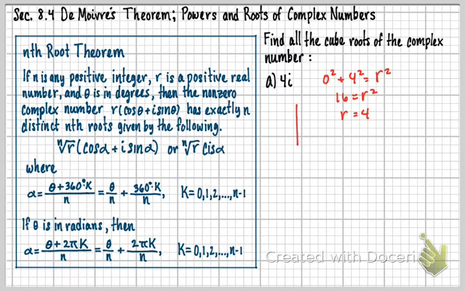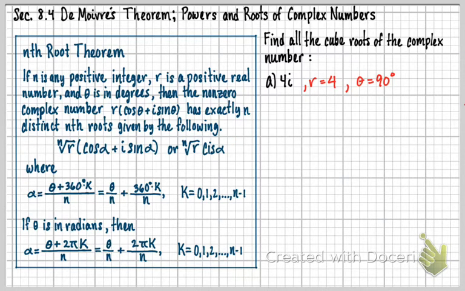Okay, now from here we need to find the cis theta. Essentially, I have to know where I'm at on my graph. Now remember, 4i is 1, 2, 3, 4. It would be here. So just kind of remember that. And I know that the angle is 90 degrees. So that's where that 4i would be. So now I have all I need to get my nth root of r cis alpha.